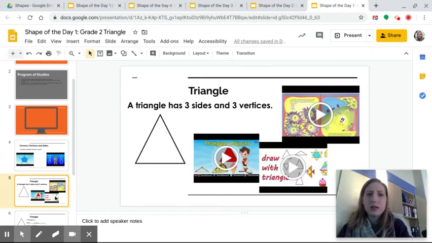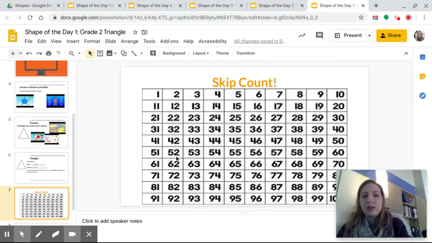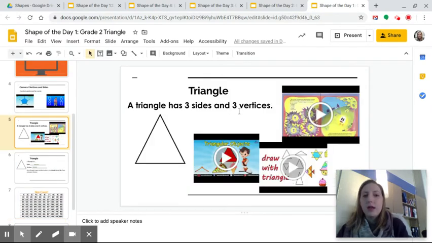So I'm going to skip down here. Again, you do not need to watch all of these videos. This is a book called The Greedy Triangle. These are where you can find triangles. Triangles in real life, and this is some practice drawing a triangle. You can practice drawing a triangle at home on your whiteboard if you would like. When you're finished that, head down to this page here.